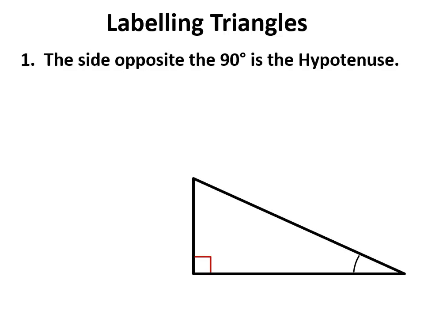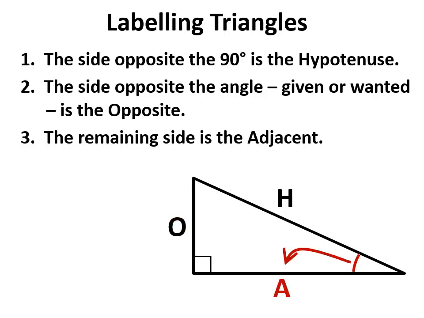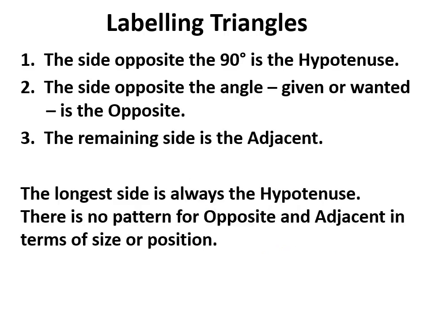So the side opposite the right angle is the hypotenuse. So we take the 90 degrees, go across, and that side is H. Don't need to use the word hypotenuse, H will do fine. When we look at the angle we are given or wanted, opposite that is the opposite, O, which leaves one side over, which we call the adjacent A. It's a fairly simple process.